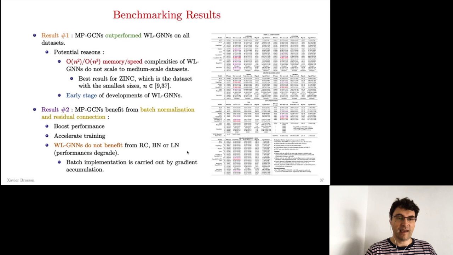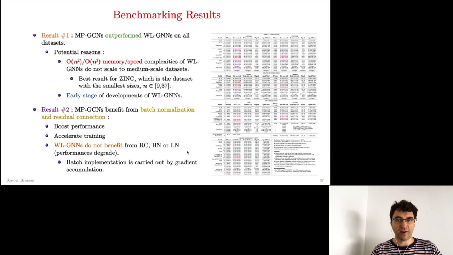And actually, if you look at ZINC, which is the dataset with the smallest graph sizes, between 9 and 37 nodes, this is where the WL-GNNs performed the best. And I think this is also an early stage of development of WL-GNNs. Result number two: message passing GCNs benefit strongly from batch normalization and residual connections. It really boosts performance. It really accelerates training.